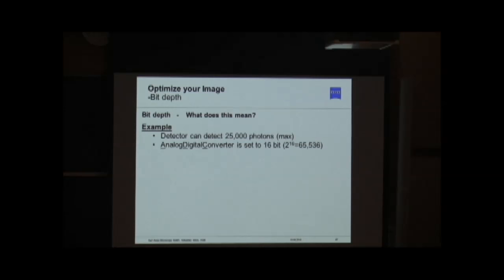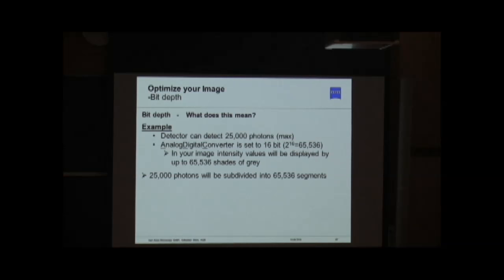Let's now move on to a situation where you set the analog-digital converter to 16-bit. 16-bit, 2 to the power of 16, means 65,000 gray values into which the image intensity values will be split. That means if you take the same detector, the 25,000 photons will be subdivided into 65,000 different segments, so every gray level represents multitudes of 0.4 photons. By the way, our eyes will not be able to detect that, because our eyes are only 8-bit, 256-level detectors. But it's stored as if every gray value represents a multitude of 0.4 photons.